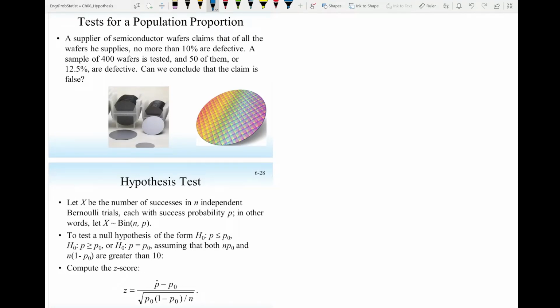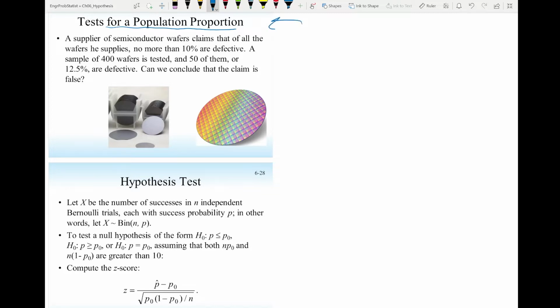Hello everyone. In this video, we will talk about the hypothesis test for a population proportion. Basically, a company claims 95% of their product meet the specification, and now our task is to carry out a hypothesis test to accept or reject their claim. I will explain the steps for the proportion hypothesis test through this example.